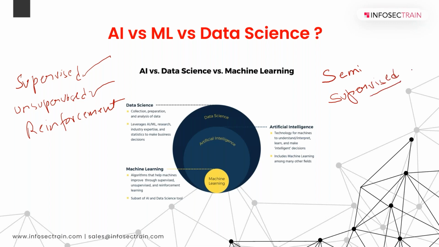Now, one more thing that we have is semi-supervised machine learning. It combines the elements of supervised and unsupervised. It isn't either of them, but it works by using both labeled and unlabeled data to improve learning accuracy. Semi-supervised learning can be a cost-effective solution. When the labeling of your data turns out to be expensive, you can use semi-supervised learning, right?